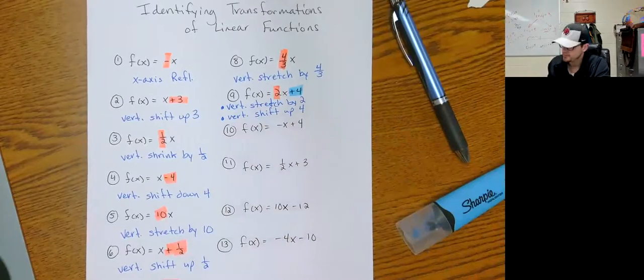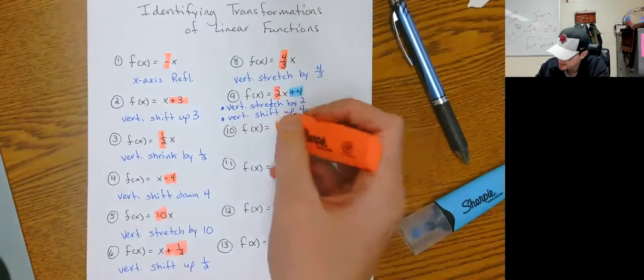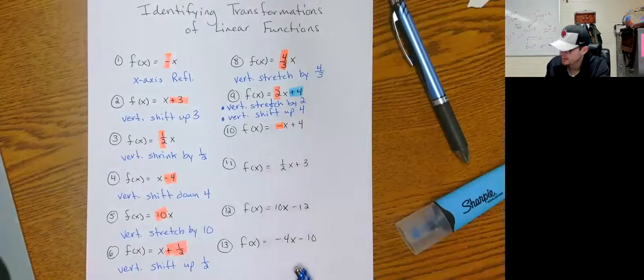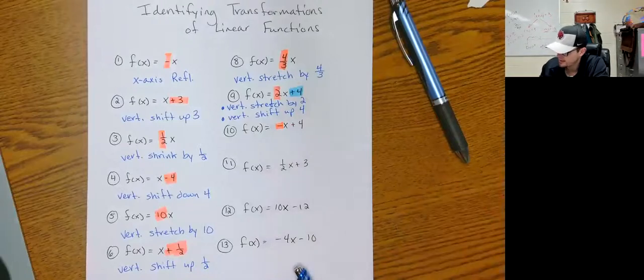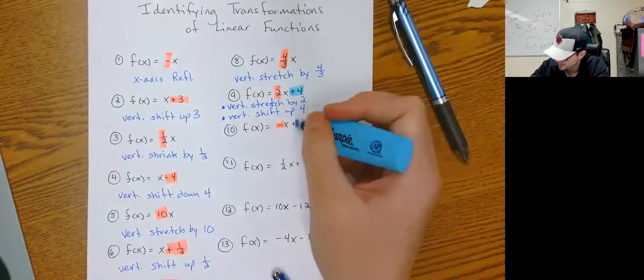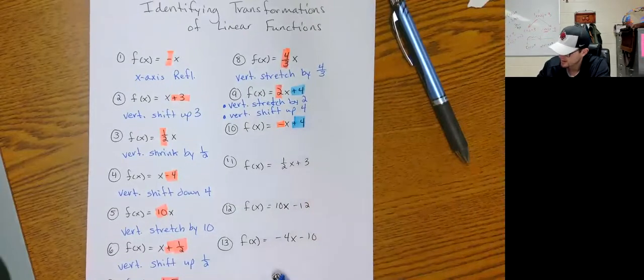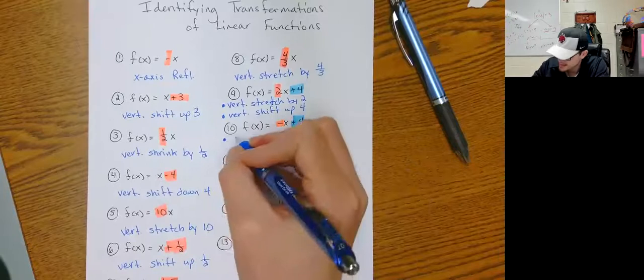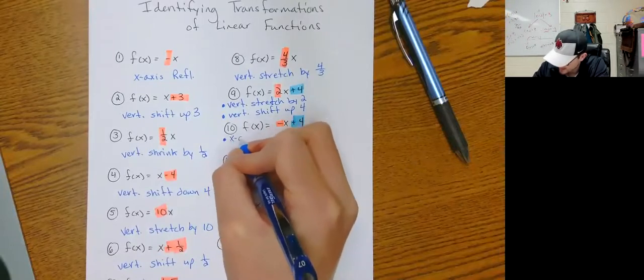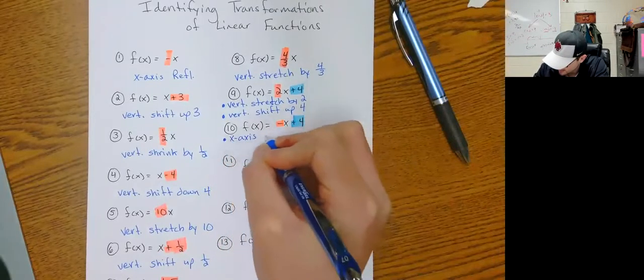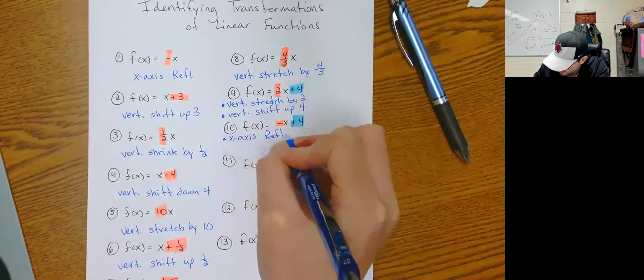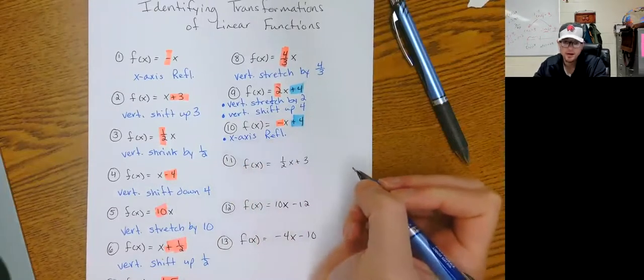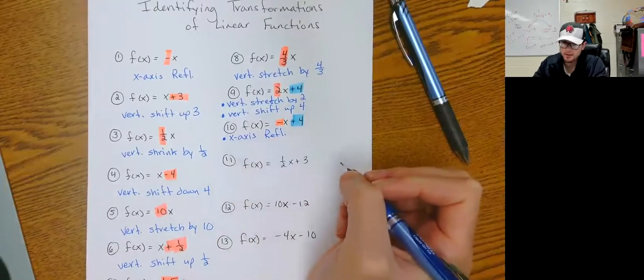Okay, so this next one, we got two things also. We got this negative here, and again, plus 4. So the first thing, that negative means an x-axis reflection. Right, because it's on the outside. It's on the outside, right?